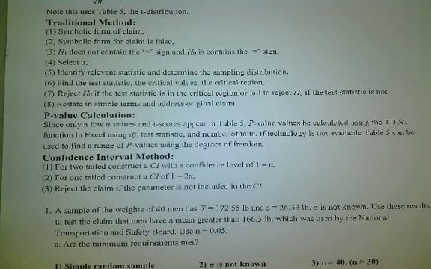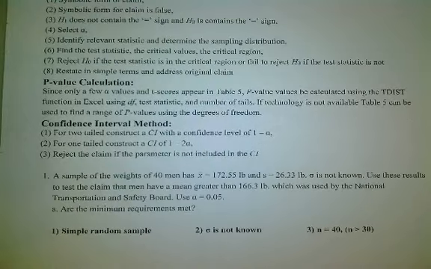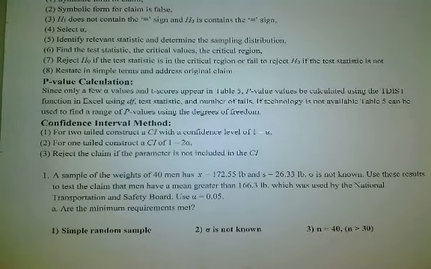Use these results to test the claim that men have a mean greater than 166.3, which was what was used by the National Transportation and Safety Board. We're going to use alpha as 0.05. So first off, are the minimum requirements met? It is a simple random sample. Sigma is not known. And since n is 40, it is greater than 30, and we're okay. So we're going to start off with the traditional method.